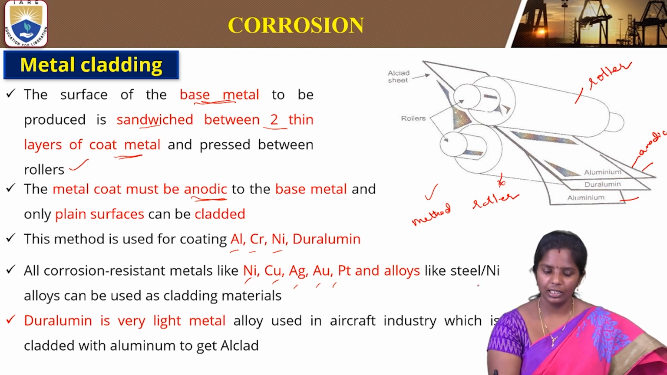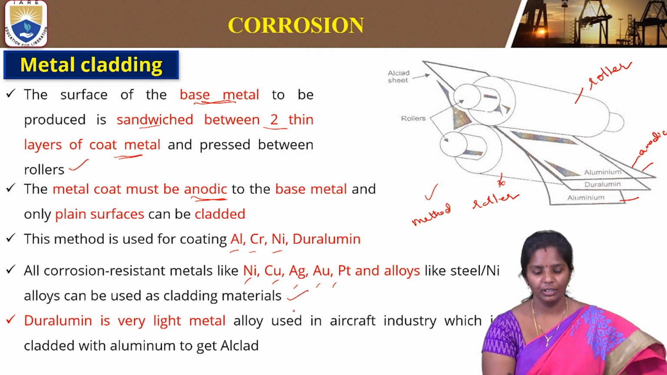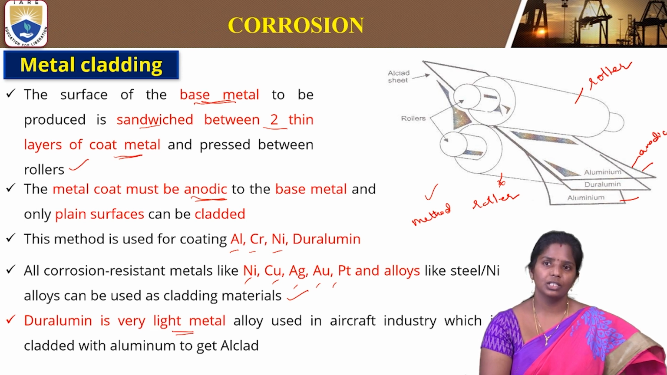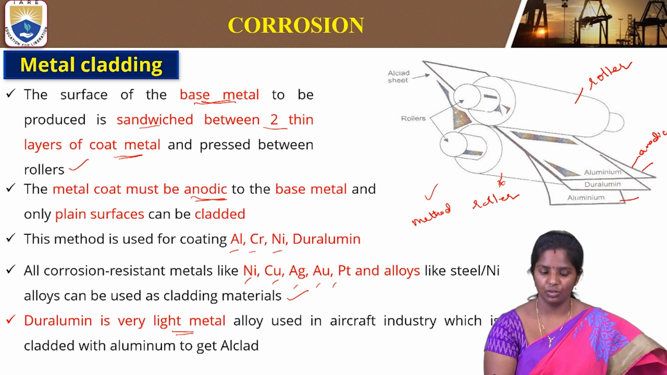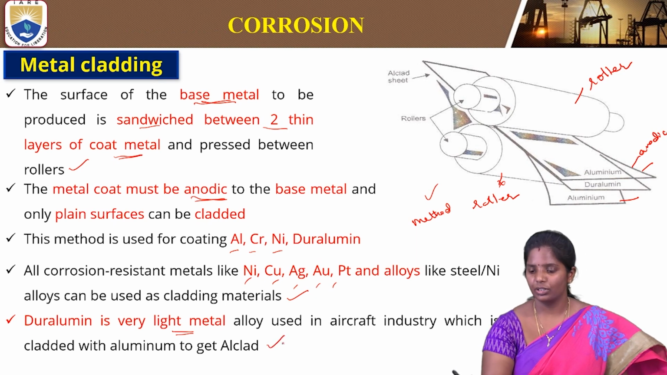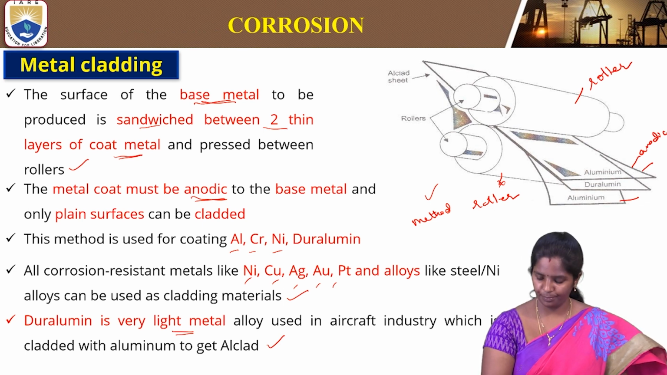So alloys like steel and nickel can be used as cladding materials. Duraluminum is a lightweight material that is most widely used in the aircraft manufacturing industry, which is cladded with aluminium to get alclad. So this is an example where we use duraluminum, a lightweight material, in the aircraft industry.